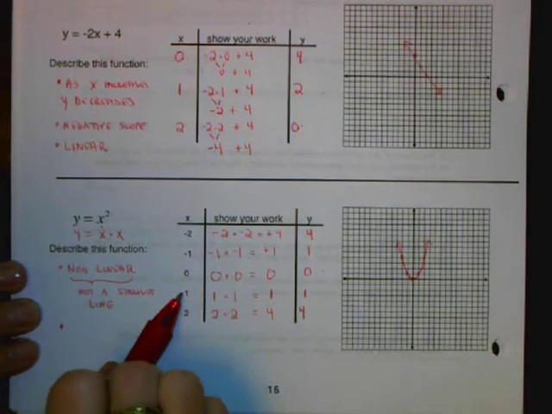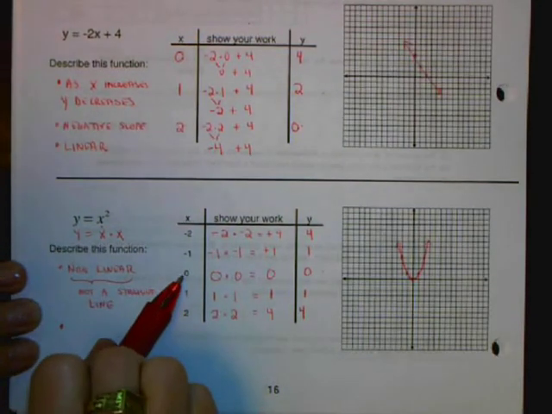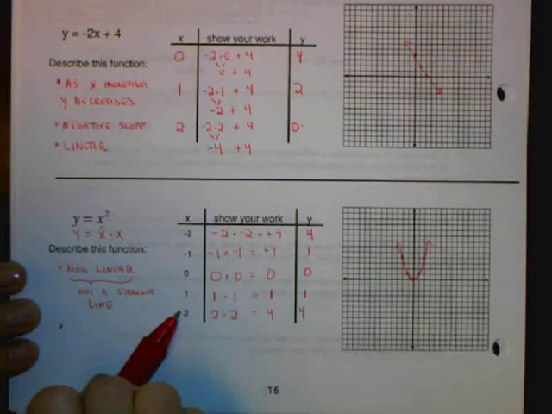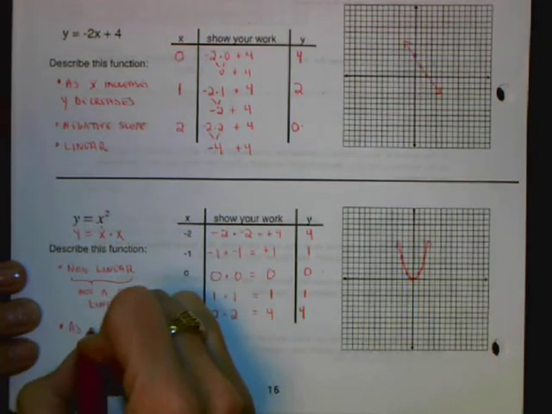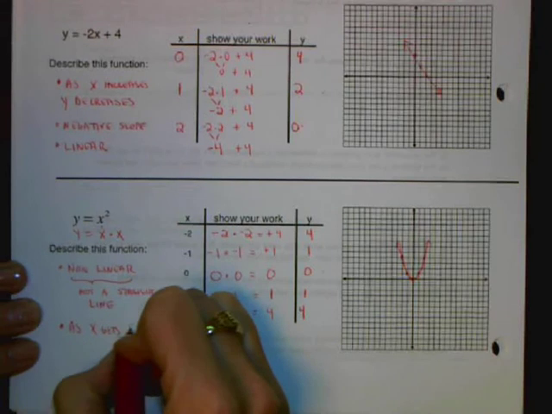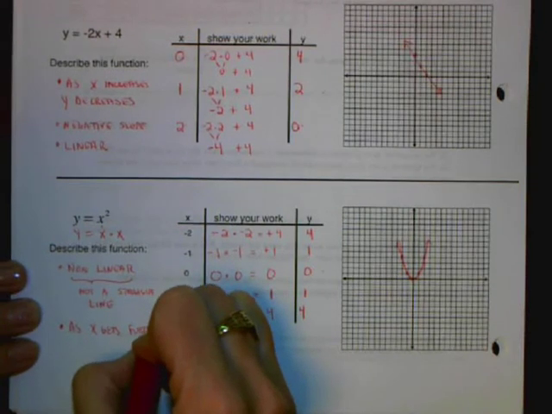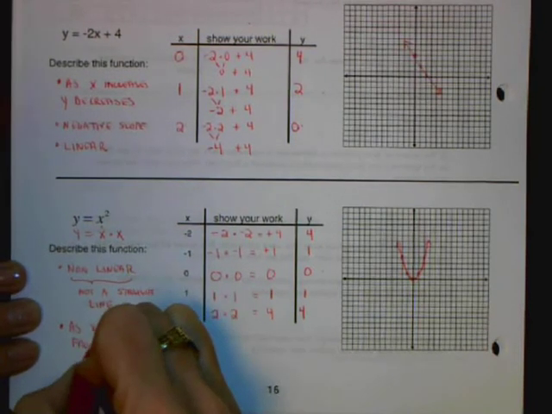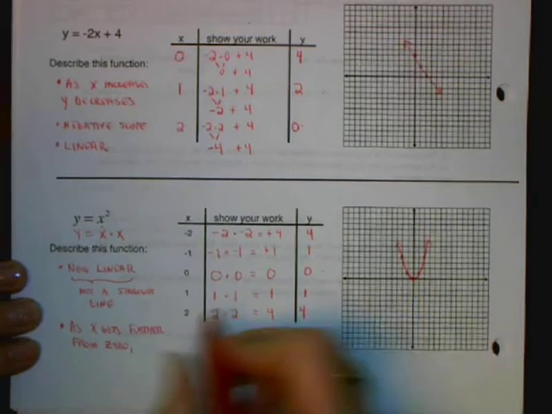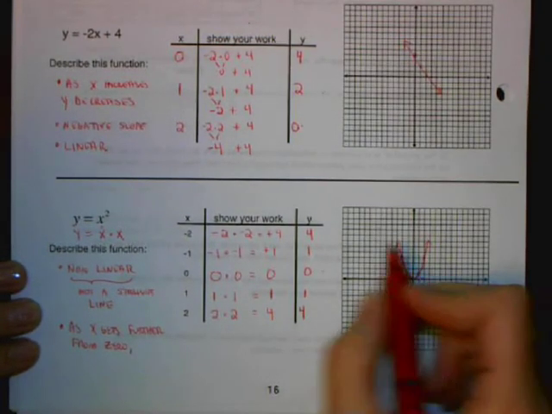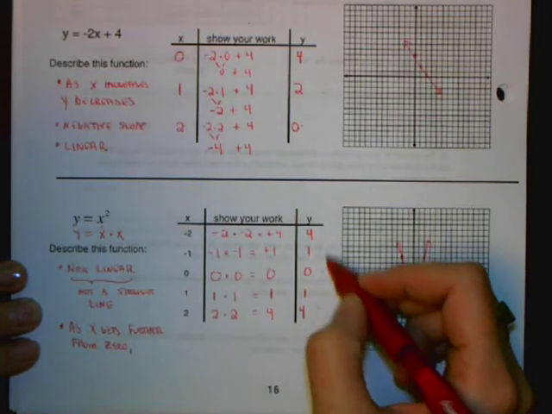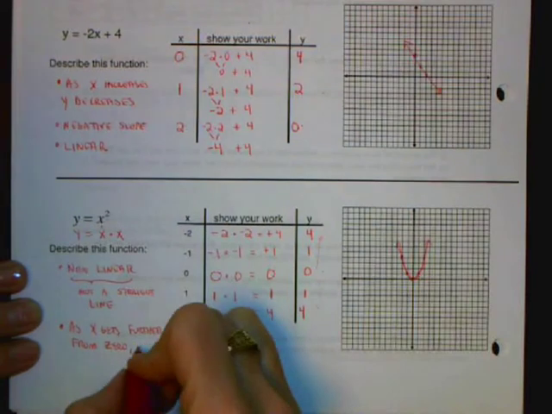In this case, we might say that as x gets further away from 0, and it doesn't matter whether we get further away from 0 by getting bigger or by getting smaller, as we move out on our graph, y is getting bigger. As x gets further from 0, y is getting bigger, no matter which direction we get further from 0.